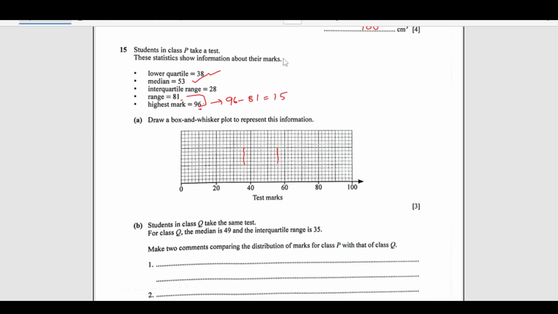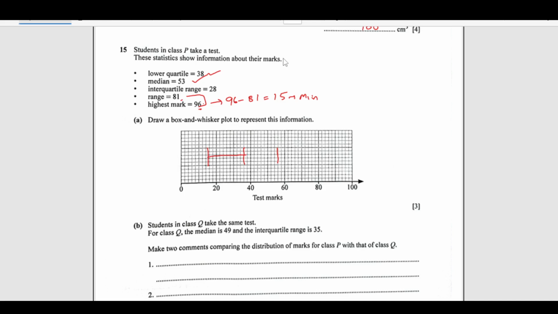So 15 is the minimum mark, as the value of range is highest minus minimum. This is 0, 10, and 15 is going to be somewhere here. So we are going to join this one like this. So now we have this.